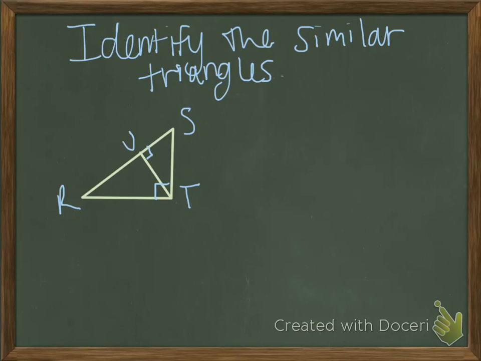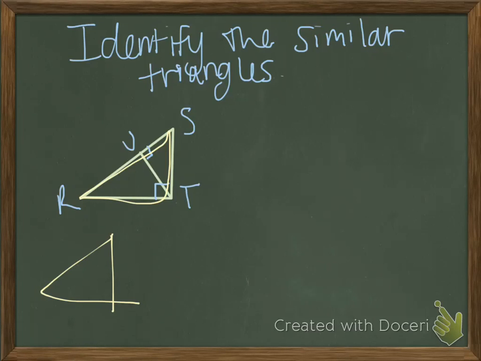This is learning target 7.3, using the altitude of right triangles to find similar triangles and then solve for their missing variables. So the first thing to do when starting these problems is to identify the similar triangles. And you always want to redraw them and relabel them. So I'll start with our big one.